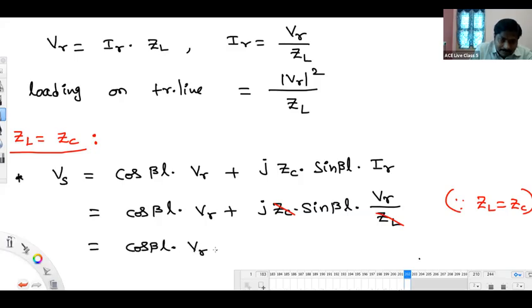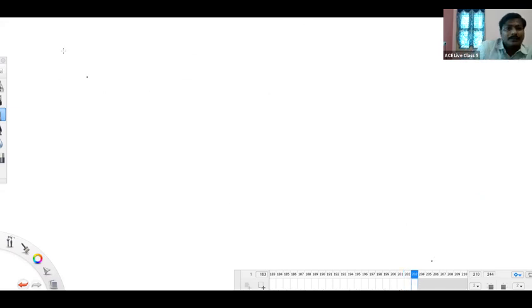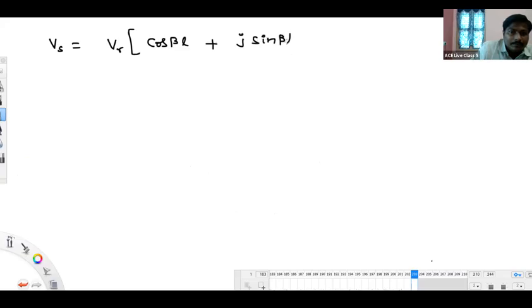After cancelling, I will write this as cos beta L VR plus j sin beta L into VR. So you can take VR common. Vs equals VR into cos beta L plus j sin beta L. If you take this cos beta L plus j sin beta L in another form, you can write it as e power j beta L.